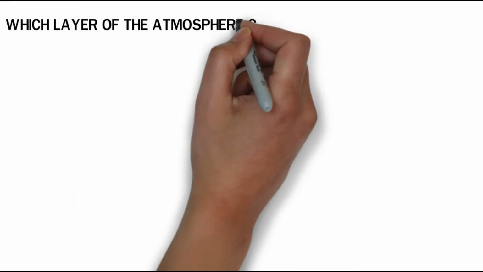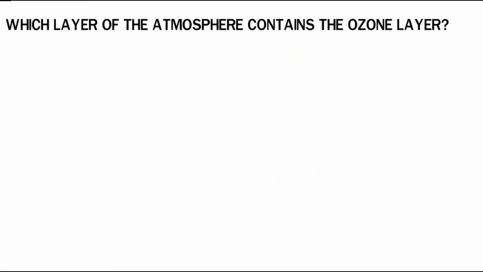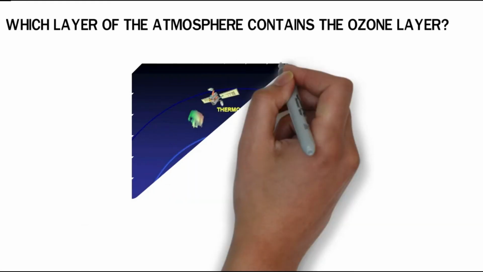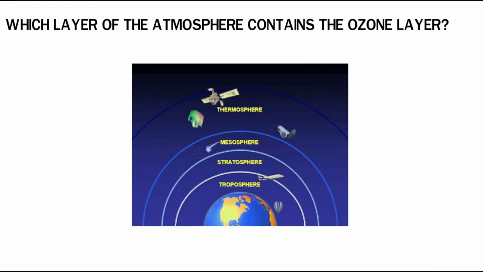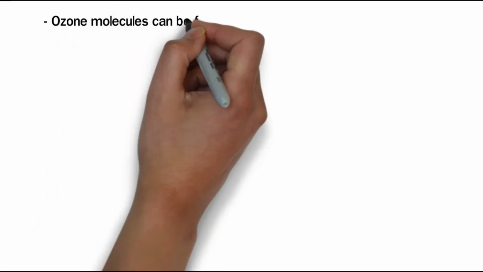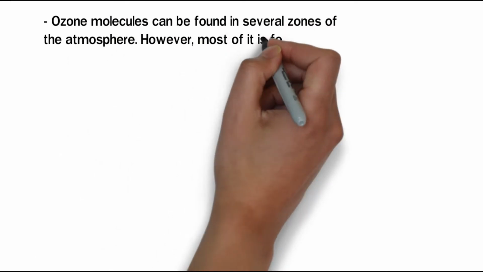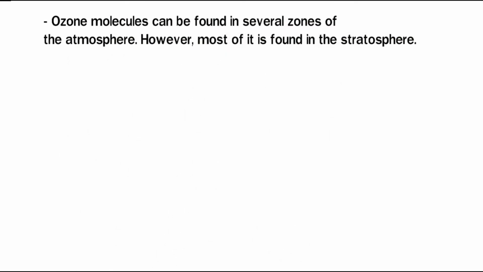Which layer of the atmosphere contains the ozone layer? The Earth's atmosphere is made up of multiple layers. Each layer has a special role that it plays in ensuring the planet remains conducive for all organisms. Ozone molecules can be found in several zones of the atmosphere. However, most of it is found in the stratosphere.